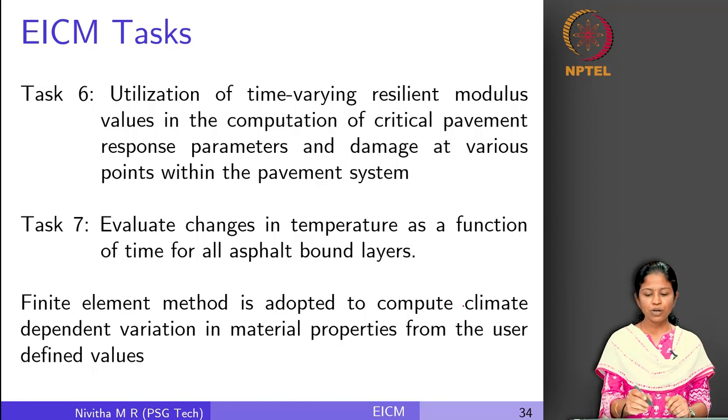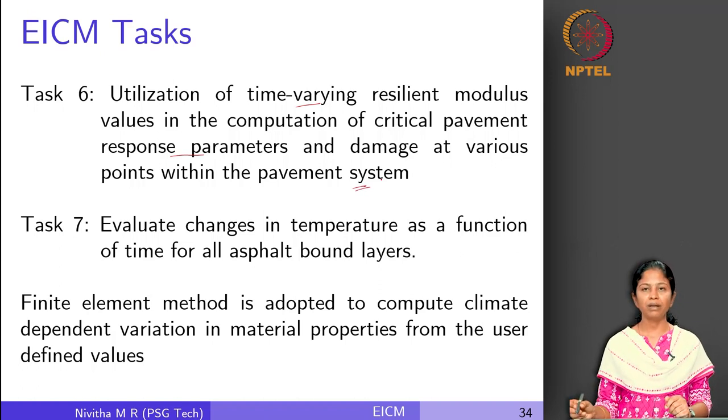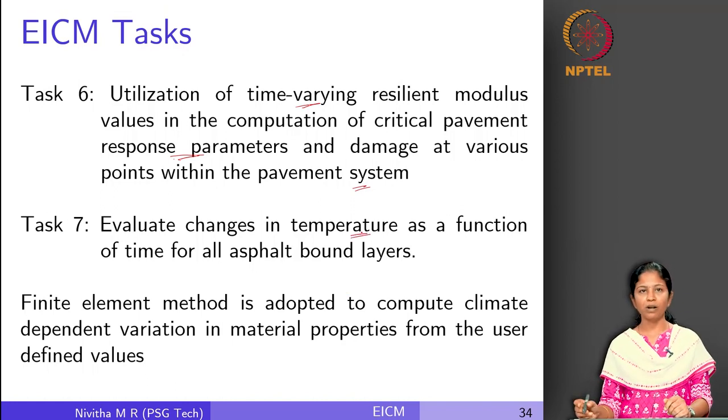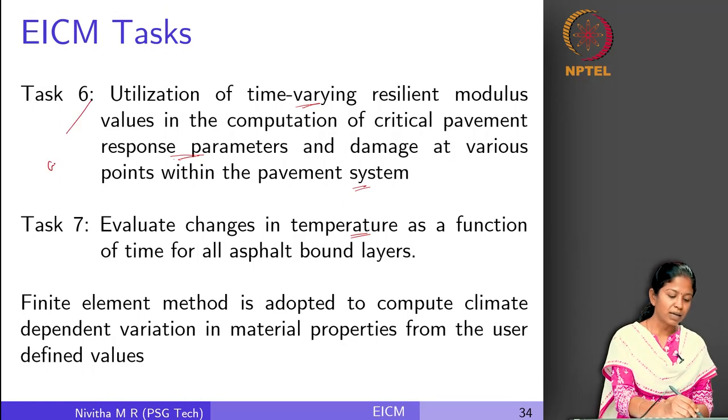Task 6 is to utilize time varying resilient modulus in computation of critical pavement response parameters and damage at various points within the pavement system. So so far we have been working on the granular layers, right? So it is going to compute the variation of resilient modulus with time and quantify its effect on the response parameters, right? And finally, it is going to evaluate change in temperature as a function of time for all asphalt layers. So up to task 6 is for granular and subgrade layer, right?